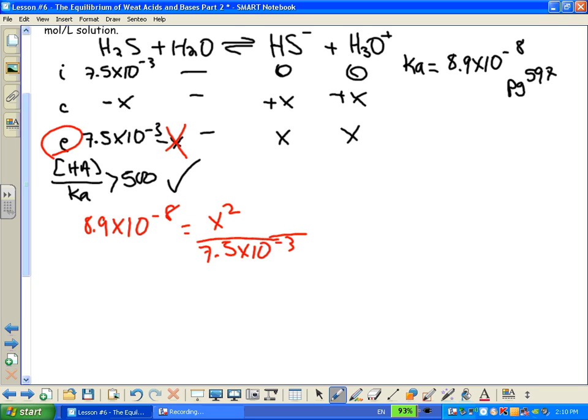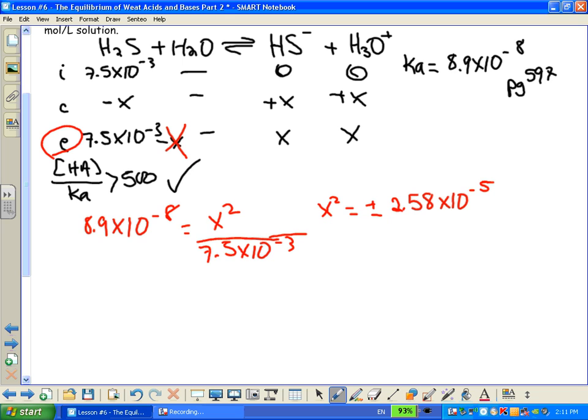So now it's just a matter of rearranging it. So if you substitute everything in, rearrange it, you end up with X squared is equal to plus or minus 2.58 times 10 to the negative 5. So obviously, again, we're not going to take the negative value because we started out with 0. There's no way that we could take away from something that we don't have. So we're looking at the positive value.